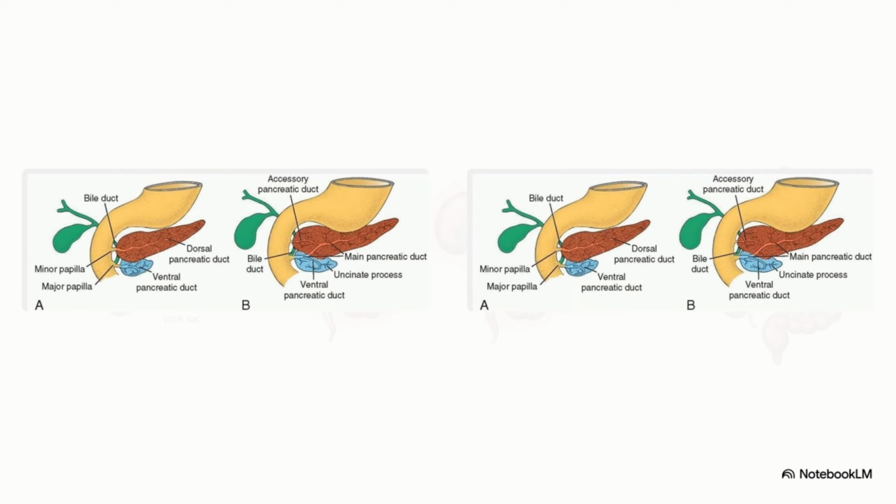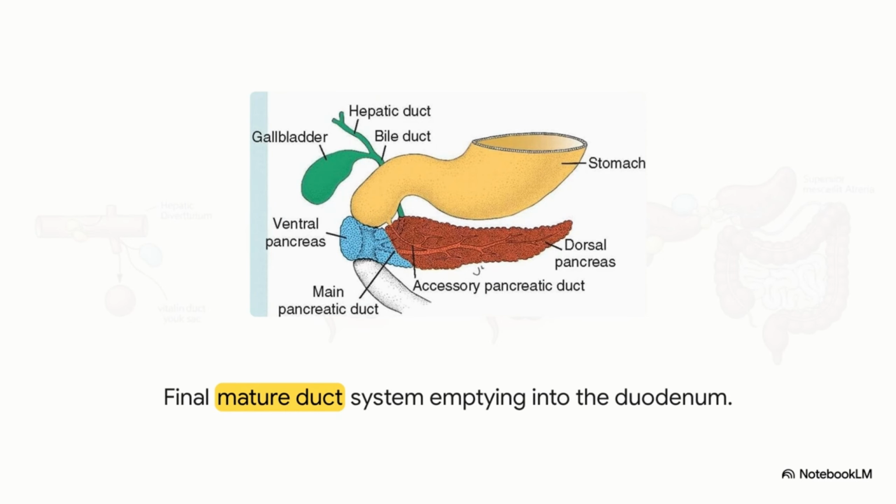But wait, what happens to the proximal part of that dorsal duct? Well, it usually either completely obliterates or it persists as a smaller secondary channel that we call the accessory pancreatic duct, or the duct of Santorini. So, how does this all connect to the gut tube? The main pancreatic duct joins forces with the bile duct, and together they empty into the duodenum at the major papilla. Now, if that accessory duct of Santorini is present, it gets its own little exit slightly superiorly at the minor papilla, and here's a massive clinical pearl for you.